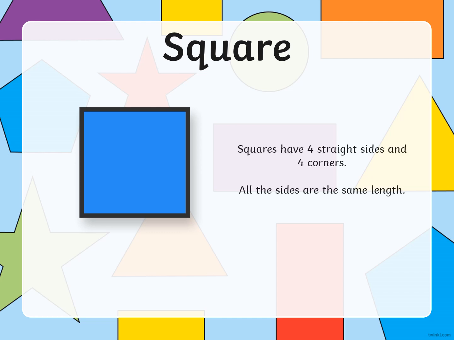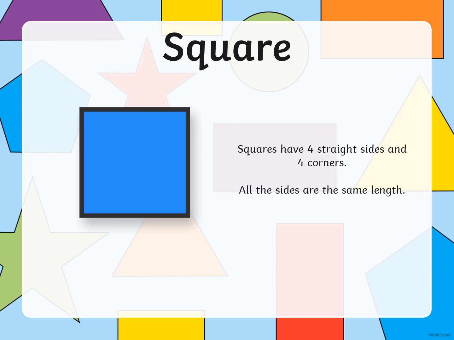Okay, a square has 4 straight sides. Can you point to them? And it says here, all the sides are the same length, which means they are equal. Because they're the same length, they are equal. It has 4 equal straight sides, and it has 4 corners.